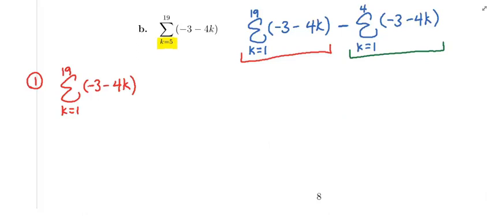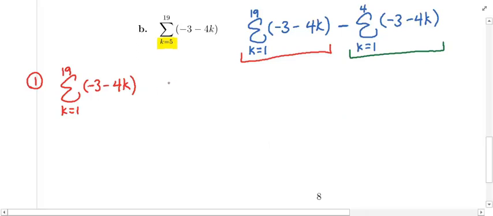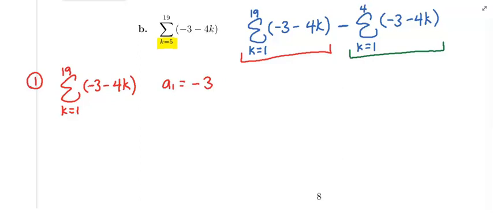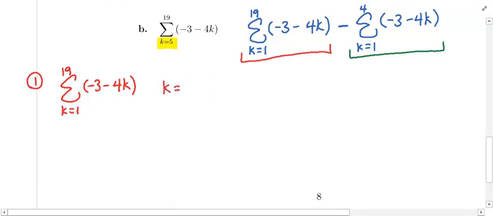First of all, let's figure out a1. The first term, I need to just plug it into the expression. So k would be 1 here. Let me rewrite this to remind you that k would have to be 1 here. That allows us to get a1. So that's going to be -3 minus 4 times 1. So this is going to be -7. That's the first term.